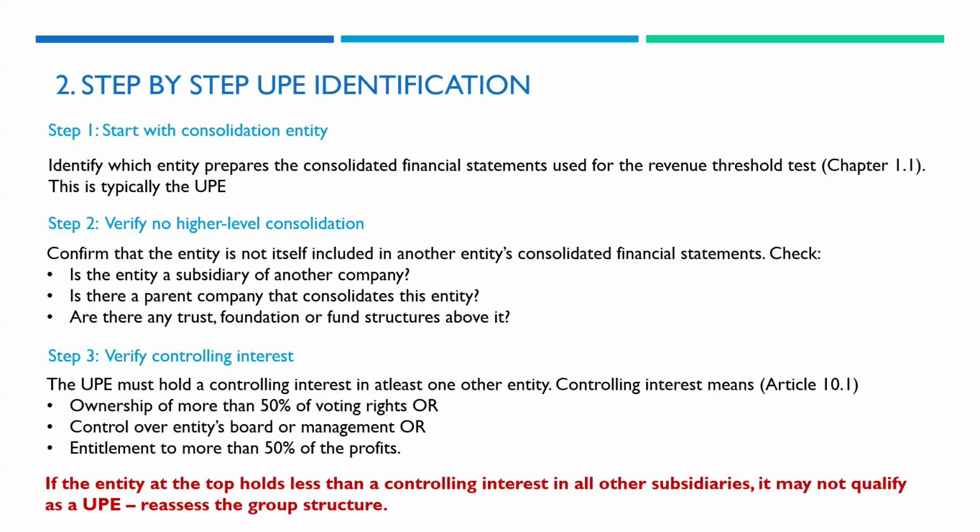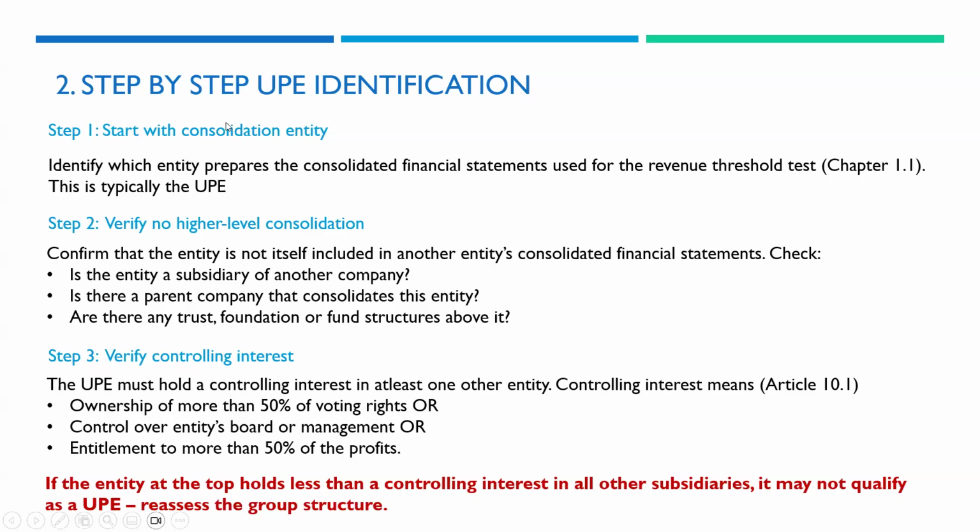So just a brief summary. What is the UP? The definition says that it is the entity which owns a controlling interest in at least one other entity of the group. Now, what is a controlling interest? It is ownership of more than 50% voting rights, control over the entity's board, or entitlement to more than 50% profits, and it itself is not held by another entity.